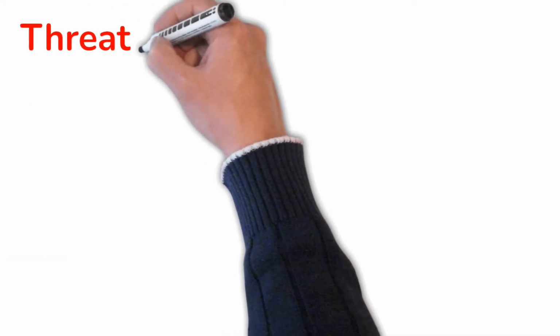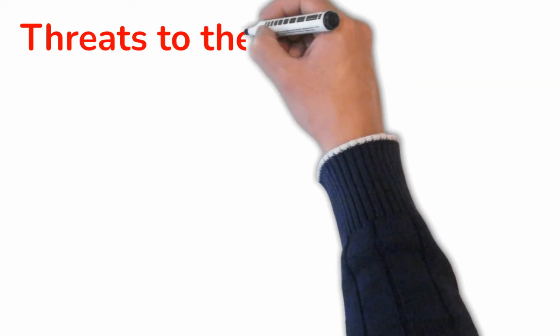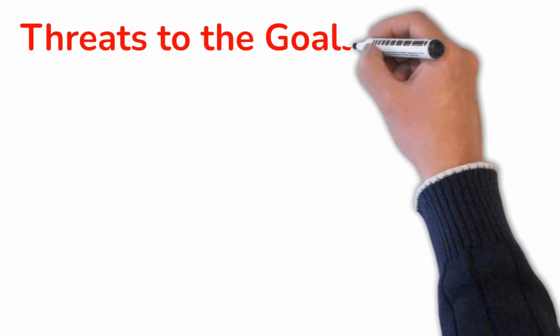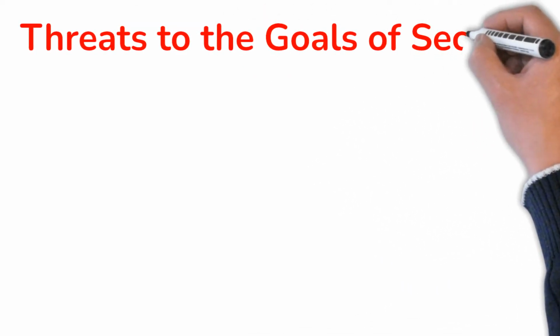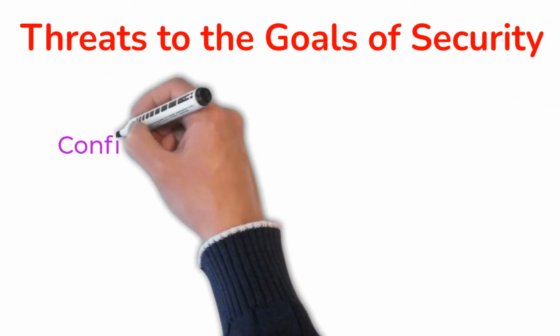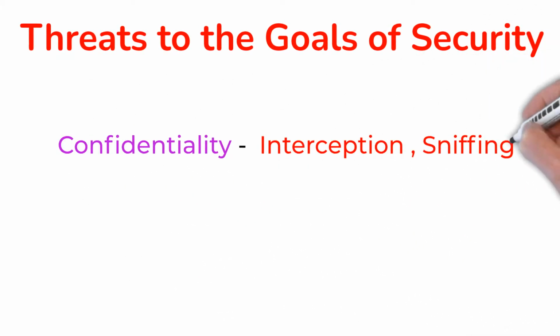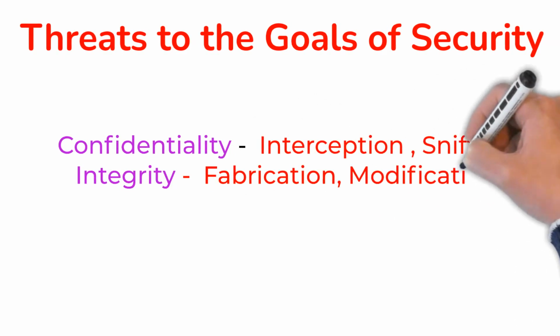Let us now understand the threats to these 3 goals of security. Threats to confidentiality can be termed as interception or sniffing. Threats to integrity can be termed as fabrication or modification. Threats to availability can be termed as interruption.